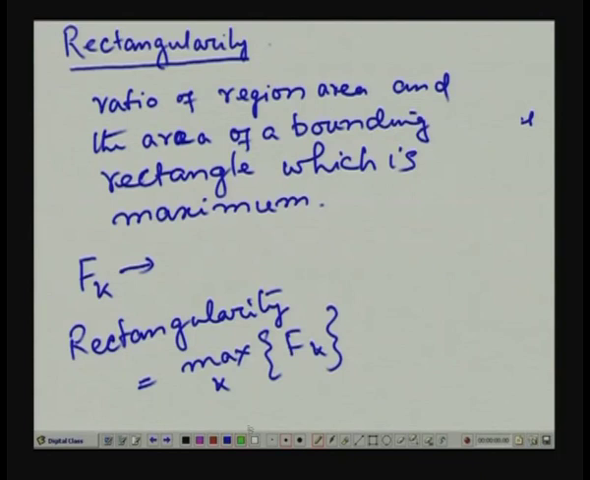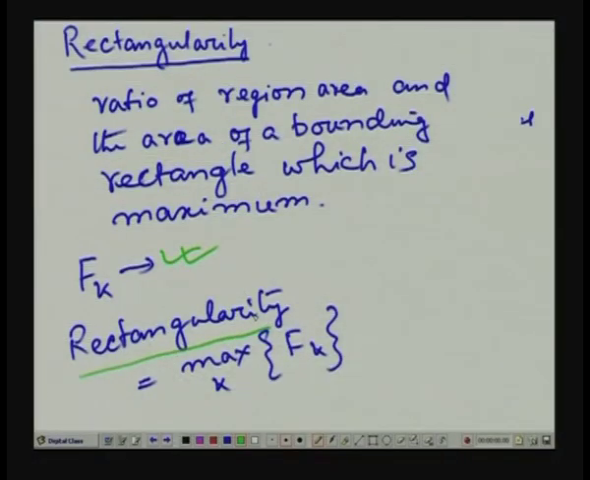So, what we have said is that this f k is the ratio of the region area to the area of a bounding rectangle having direction k, and the maximum of these ratios is what is called the rectangularity of that particular given region shape. And here, when I say a bounding rectangle having a direction k, we have to define what is the direction of a bounding rectangle. The direction of a bounding rectangle is defined as the direction of the larger side of the bounding rectangle.